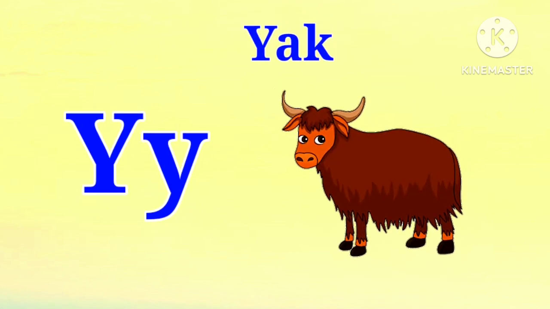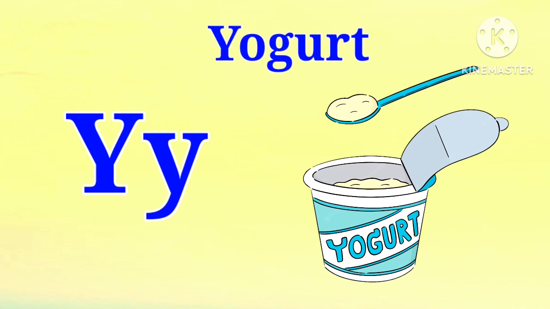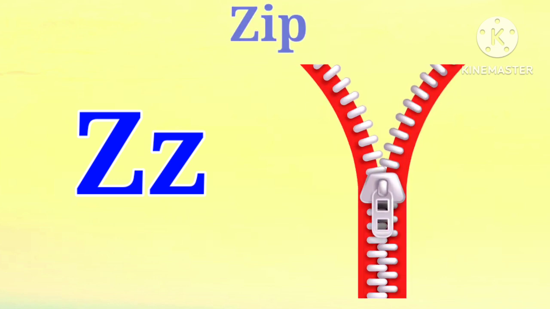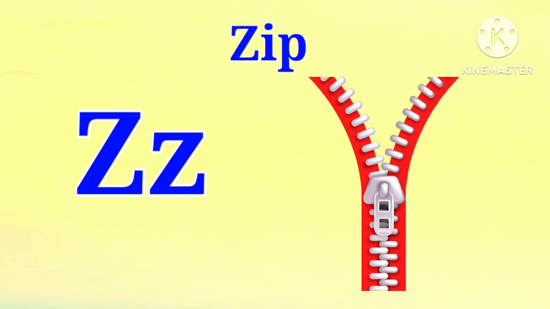Y for yak and Y for yogurt. Yeah. Z for zero. Z for zip. Z.